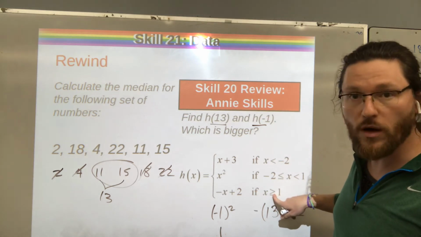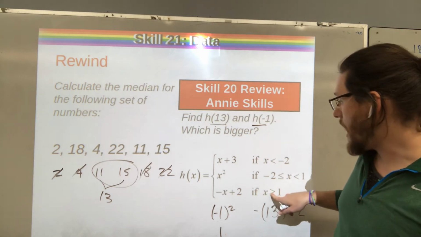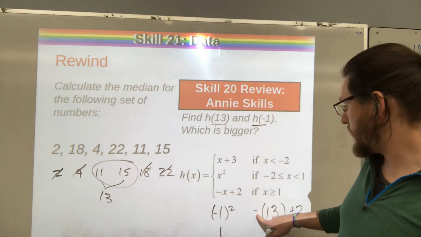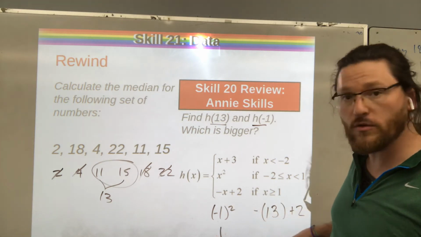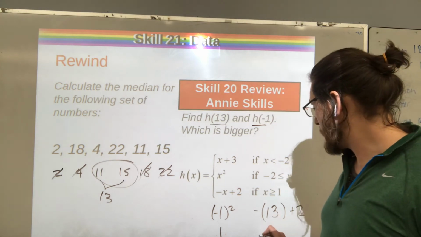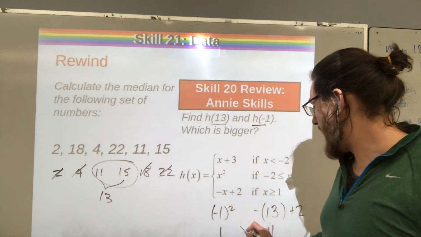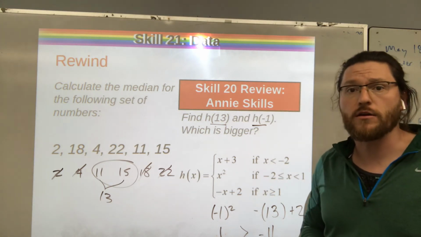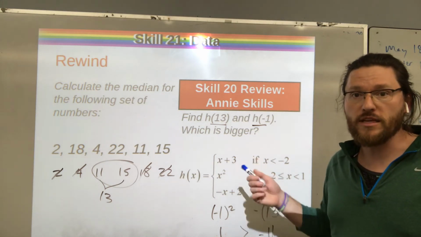13 is bigger than 1, so we got to use this last equation. We're going to plug in 13 here for x. This negative sign is still hanging out, so we end up with -13 plus 2. If you think with your number line, that's going to leave us with -11, right? And that means that h of -1 is actually going to be bigger than h of 13 in this piecewise function.